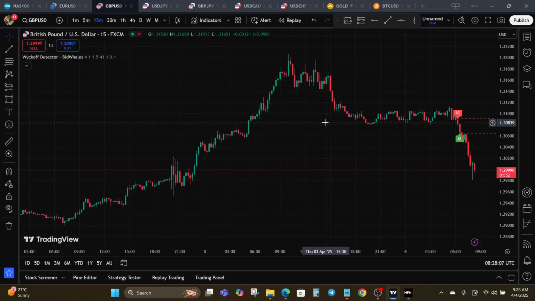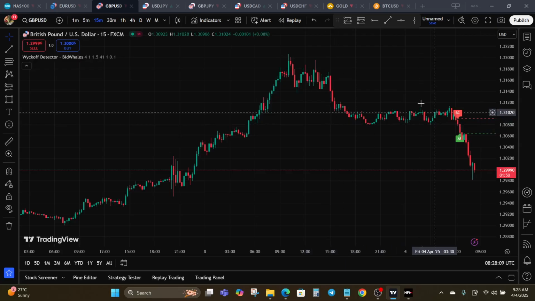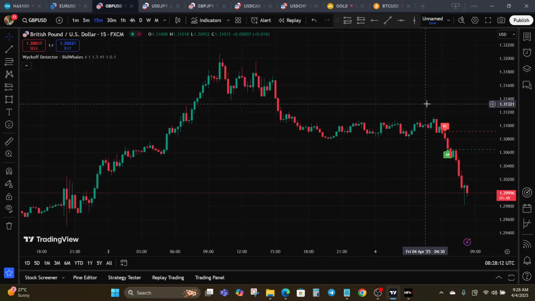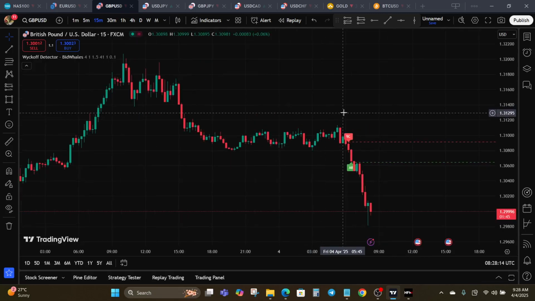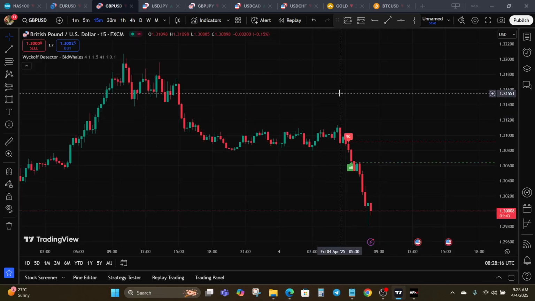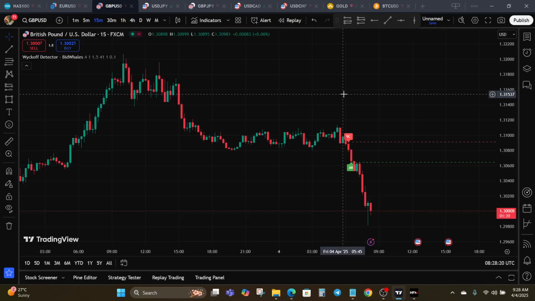Now, based on the classic Wyckoff method, this tool helps you track what the smart money is doing and how they manipulate price to trap retail traders before making major moves.